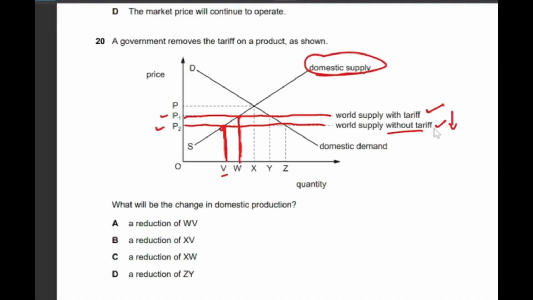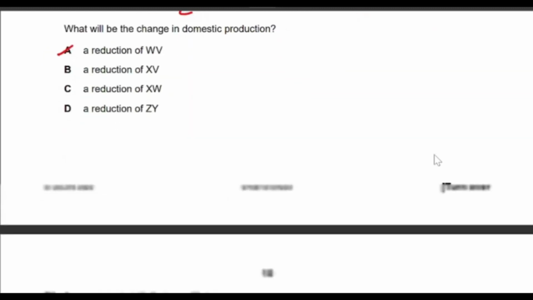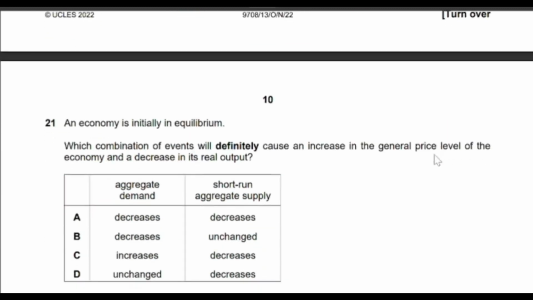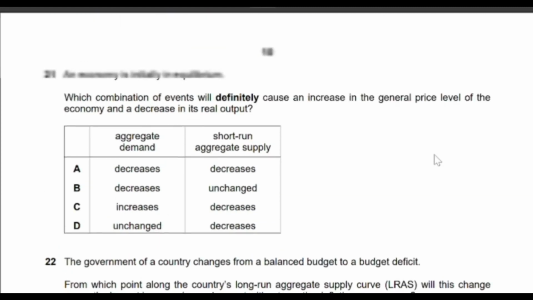What will be the change in domestic production? It will reduce, a reduction of WV. This is the correct answer, option A. So initially domestic producers were supplying this much, now they will be supplying V. So it will reduce from W to V. Okay, so moving to the next question, question number 21.